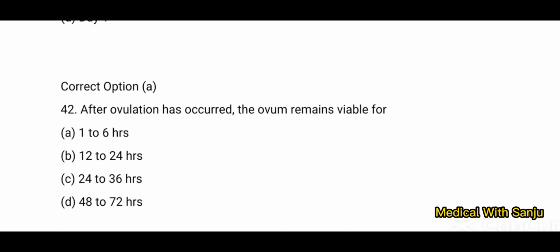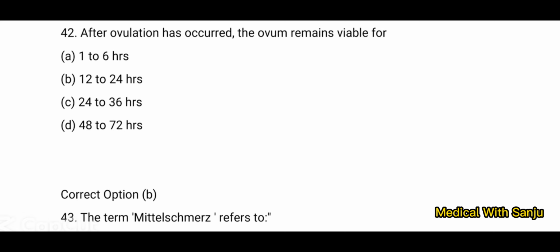Question number 42. After ovulation has occurred, the ovum remains viable for option A. 1 to 6 hours, option B. 12 to 24 hours, option C. 24 to 36 hours, and option D. 48 to 72 hours. Option B is right answer. After ovulation, the ovum remains viable for 12 to 24 hours and a sperm for 48 to 72 hours in the female genital tract.